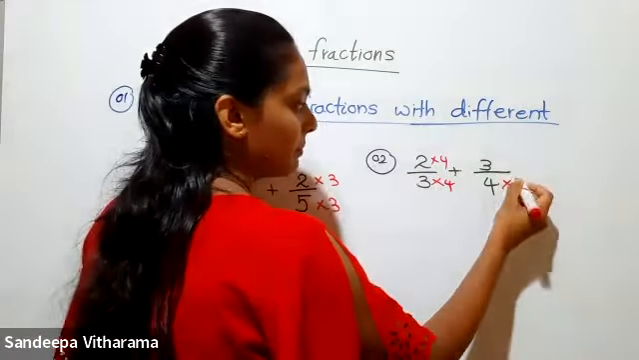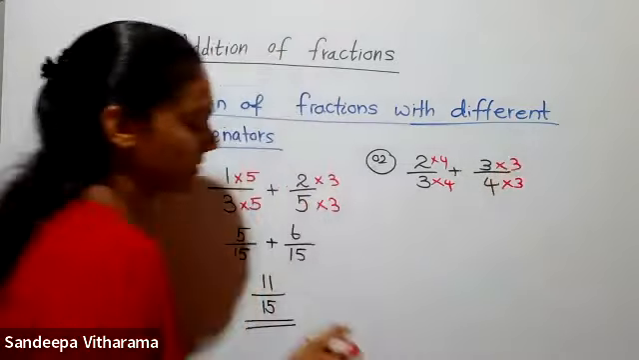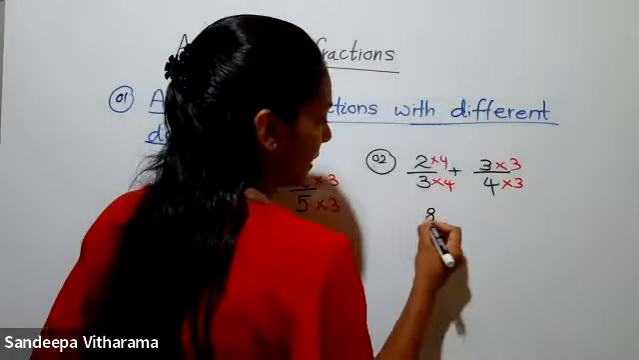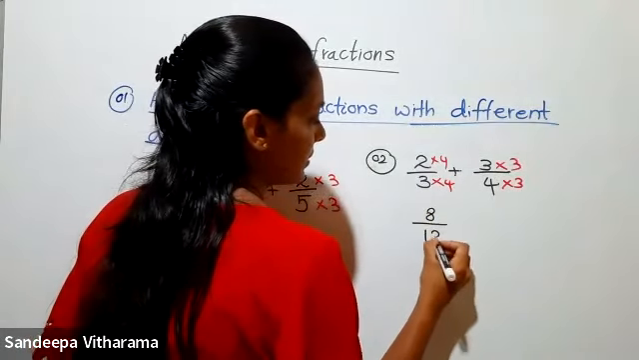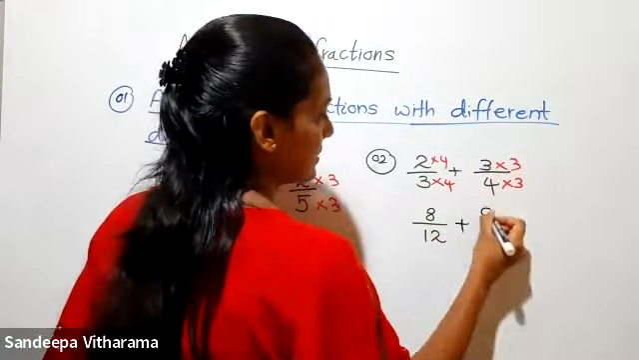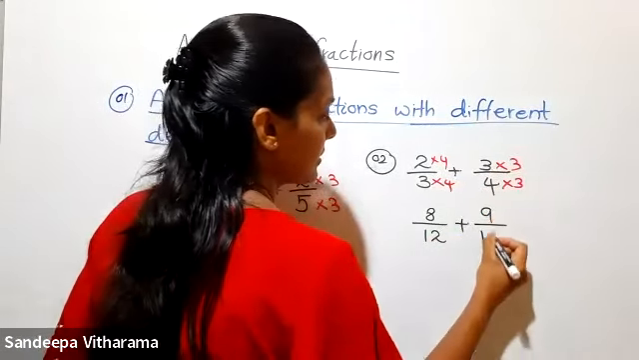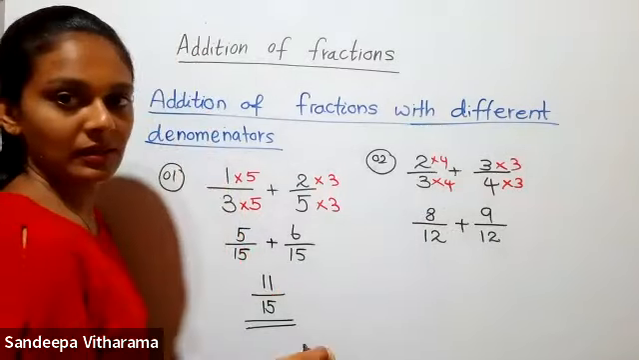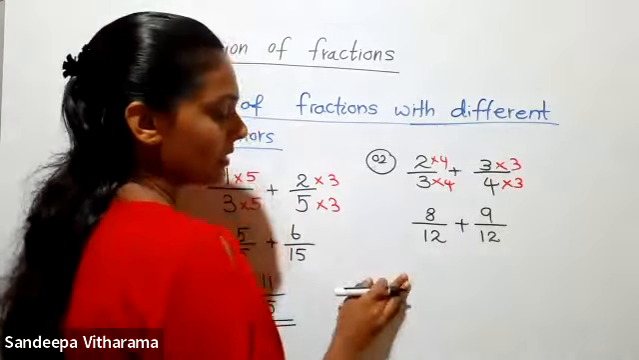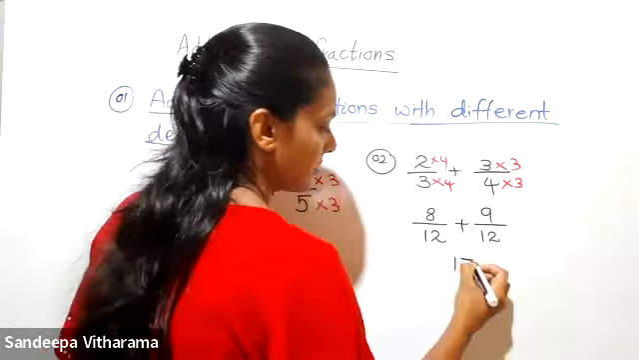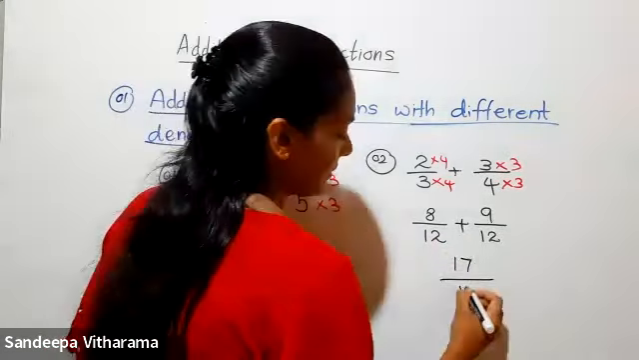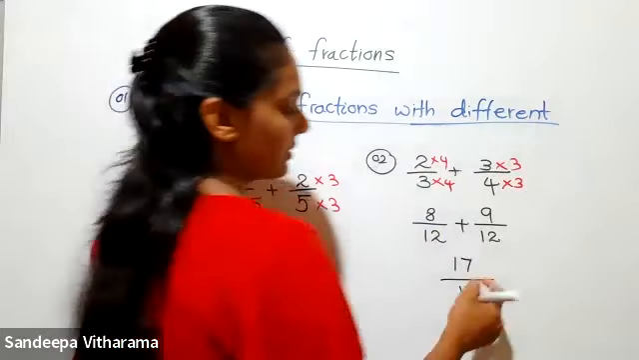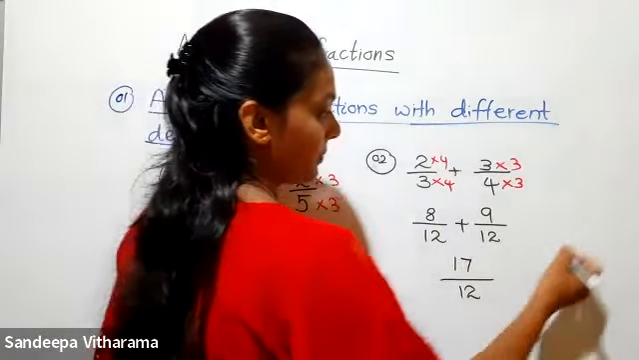This is multiplied by 3. This is multiplied by 3. So 2 into 4 it is 8. 3 into 4, 12. And 3 into 3 it is 9. 4 into 3 it is 12. Now 9 plus 8. Because now the denominators are equal. 9 plus 8 it is 17. And 17 upon 12. Okay.